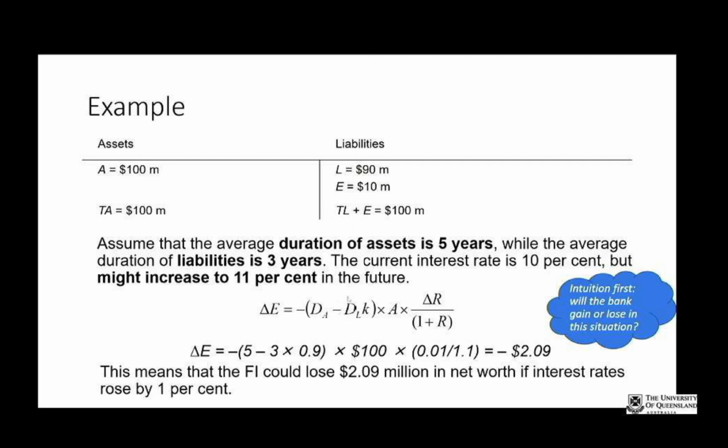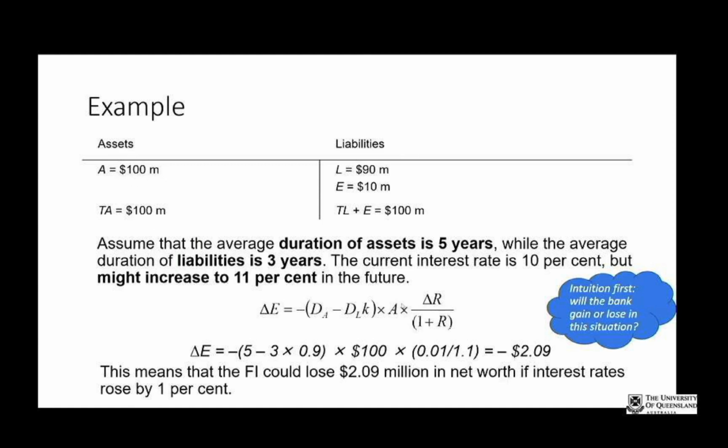Now we just plonk in the numbers. Duration of our assets, 5 years. Duration of our liabilities, 3 years. Now little k is a little bit harder. Little k was L divided by A, which is basically showing us a little bit of the leverage. So it's 90 divided by 100, 0.9. Times assets, 100.